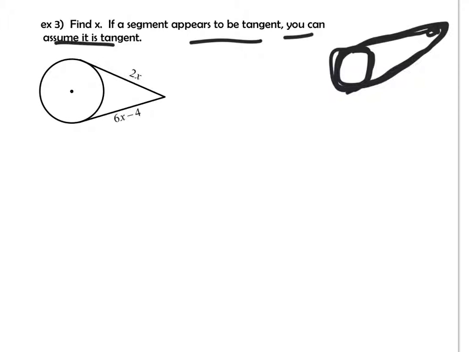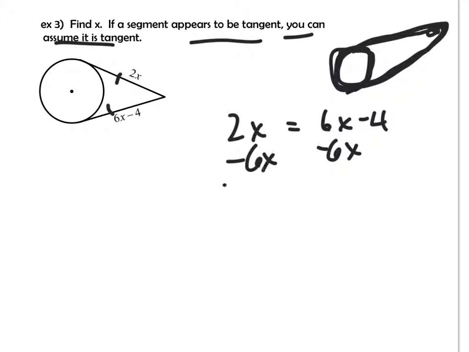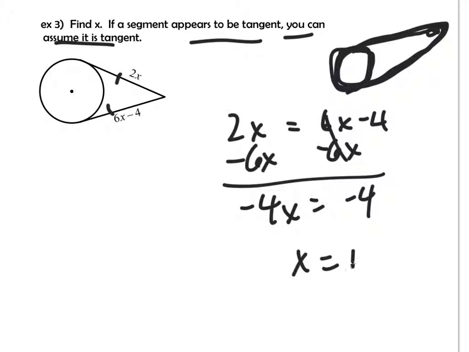So if I'm going to find x by that property from your blue sheet, these two segments are equal. Congruent, it says. So 2x equals 6x minus 4, and you solve. Minus 6x from both sides, and you get negative 4x equals negative 4. You divide by negative 4, x equals 1.